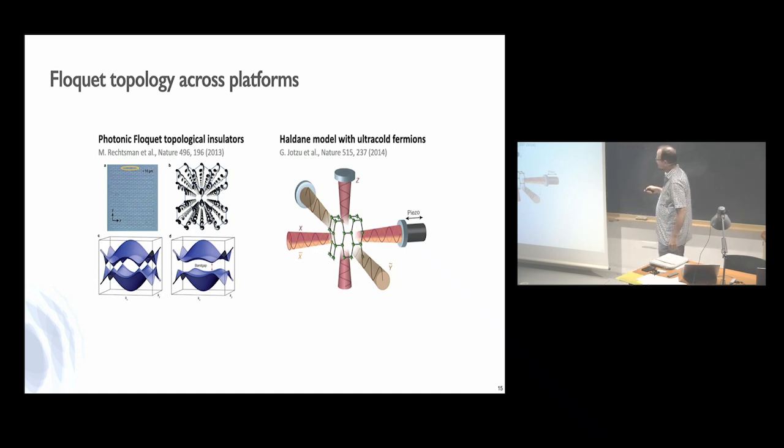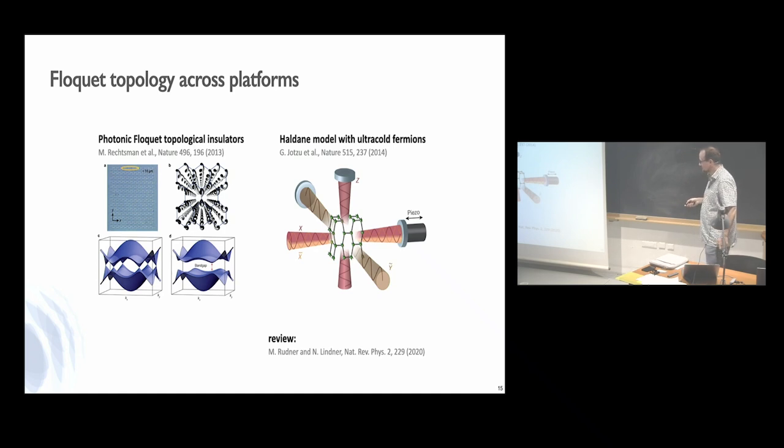The Haldane model with ultra-cold fermions was done in the lab of Tilman Esslinger at ETH Zurich in this very nice Nature paper. Notice that Gregor Jotzo, the first author of this paper, in the meantime switched and is now working on quantum materials with lasers. So he came to the dark side, or to the bright side, depending on your point of view. He's in Lausanne, yeah, very nice guy, very smart.